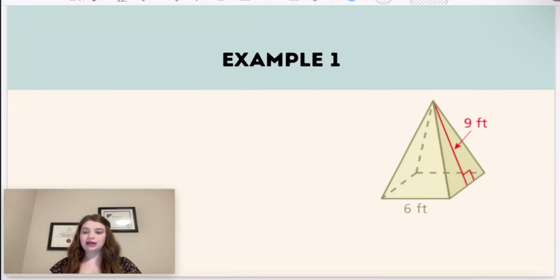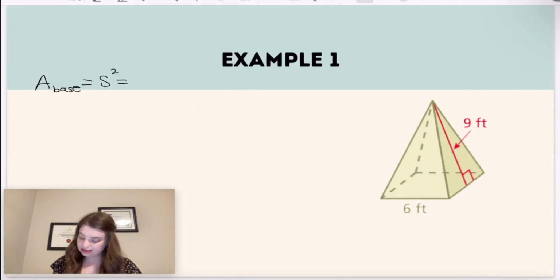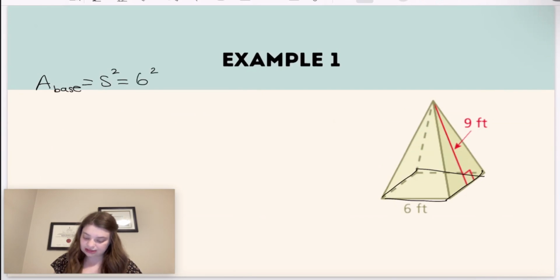So here we have a square base in this case. We can see there's 4 sides in the base. And so first I'm going to find the area of the base. In this case, the area of a square is just s squared, side length squared. And in this case, the side length is 6, right? And so because the side length is 6, the area of the base is just 6 squared, which is 6 times 6, which is 36. And so therefore, the area of my base is 36 square feet.